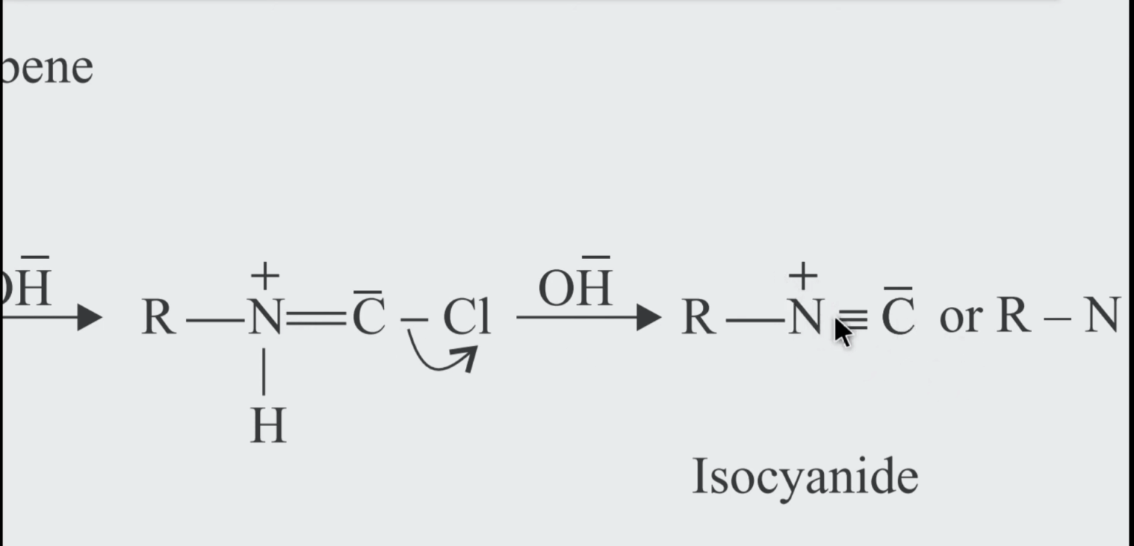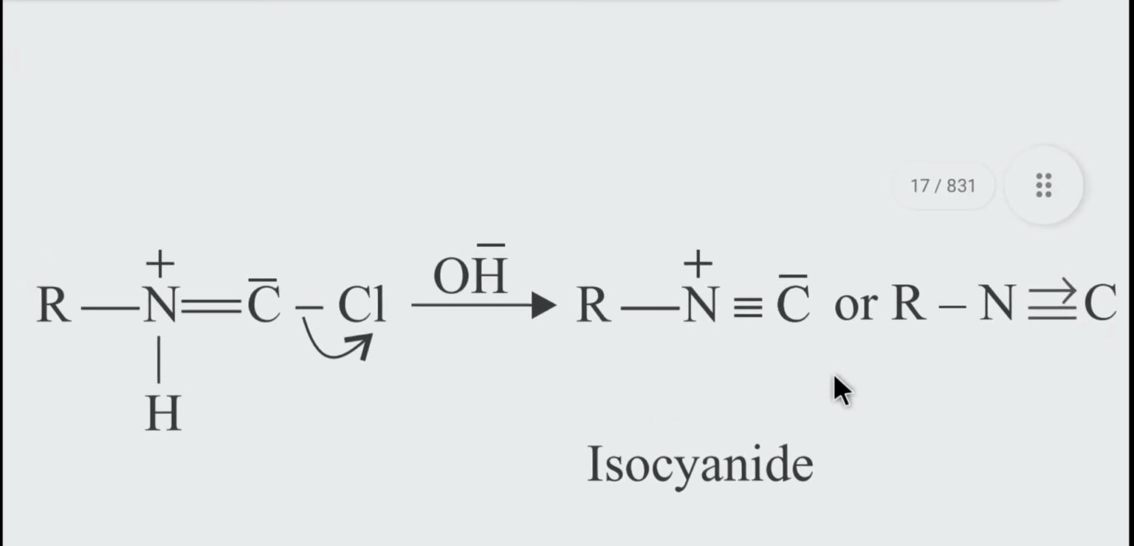Here there is one plus charge and one negative charge, so the whole molecule is neutral. In general you do not show the charge; you directly write R and C. That is isocyanide, also called alkyl cyanide. So this is alkyl cyanide.